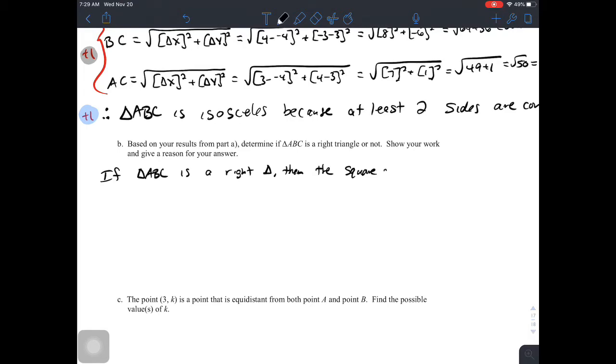The square of each smaller side added together equals the square of the longer side.